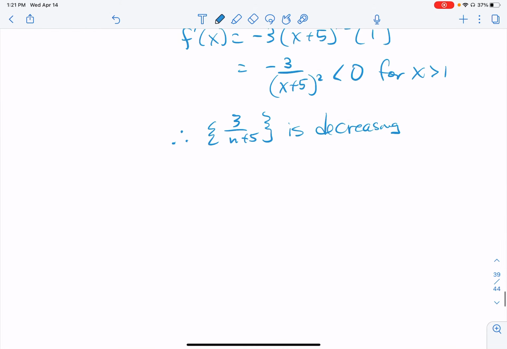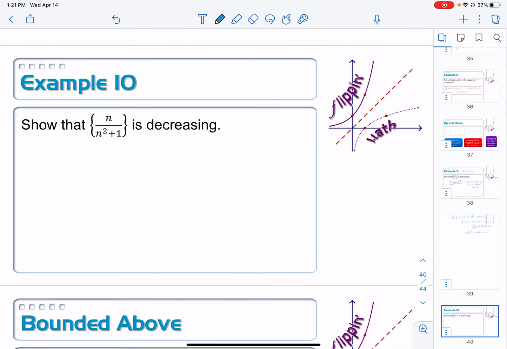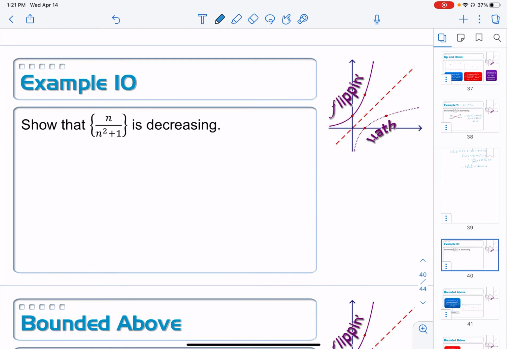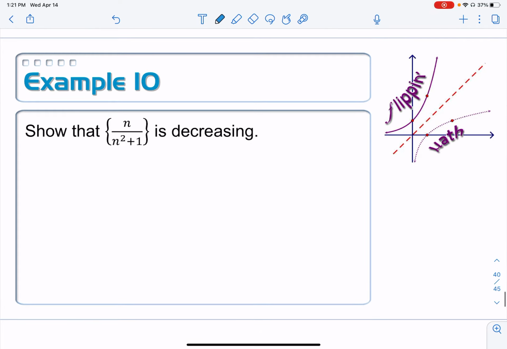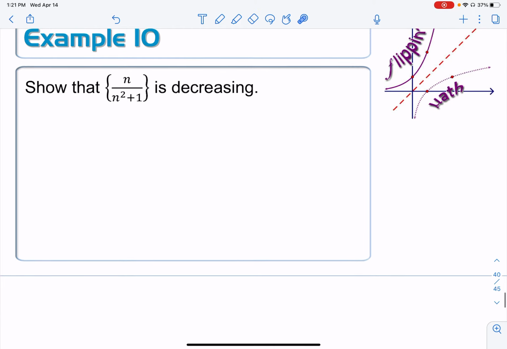All right, let's look at just one more of these. We're going to show that, again, n over n squared plus 1 is decreasing. Again, why are we doing this? The reason why we're doing this is because it is a requirement for some of the tests. When we get into our series to show that it's convergent, we have to first be sure that the terms of our sequence are decreasing. So that's what we're doing here.